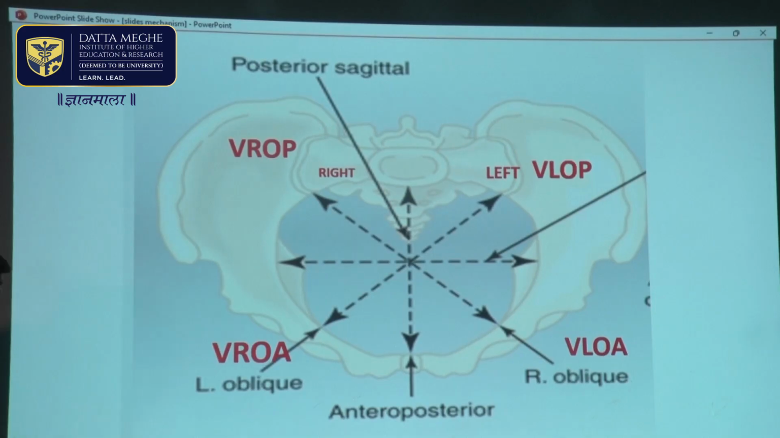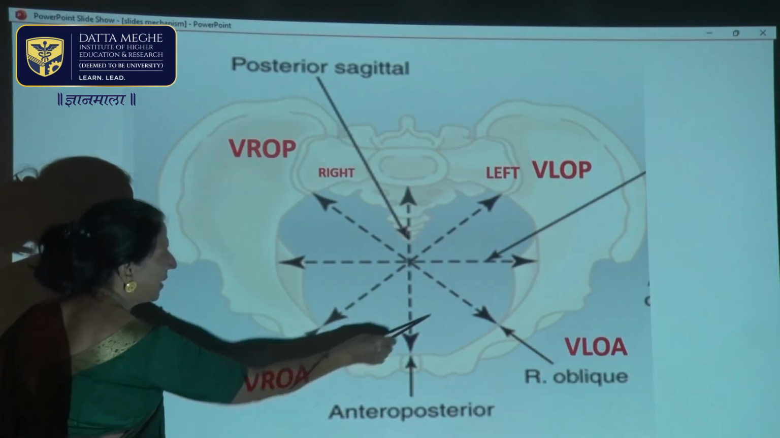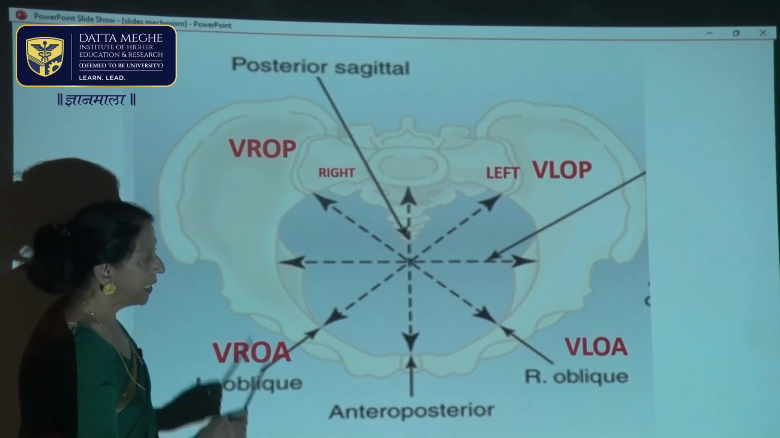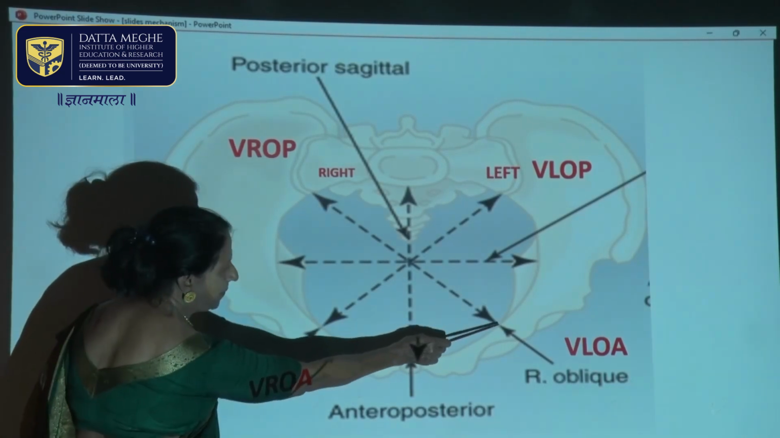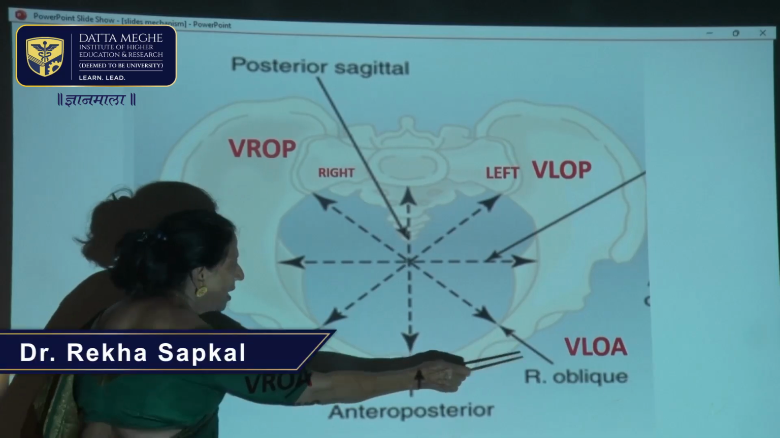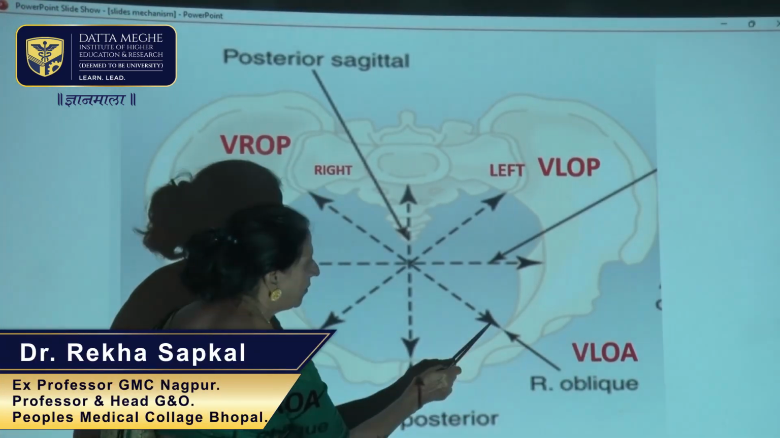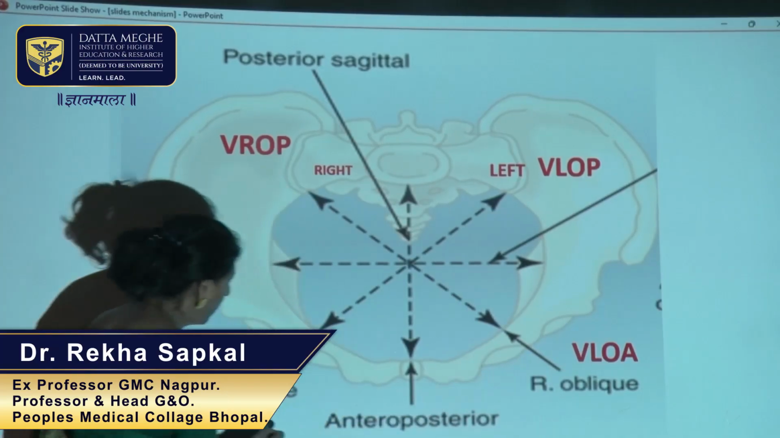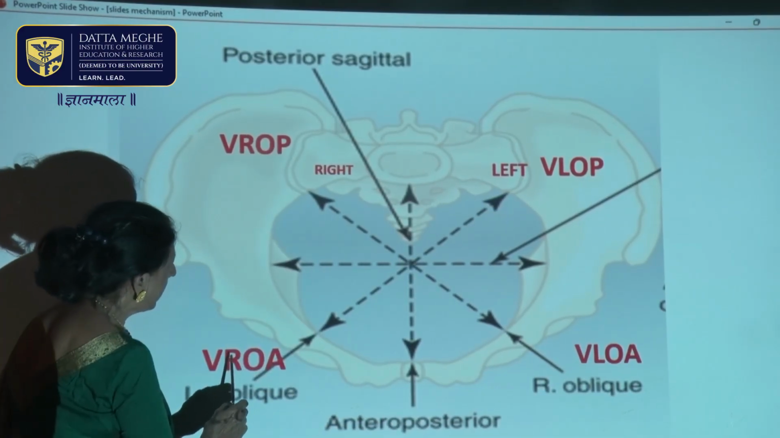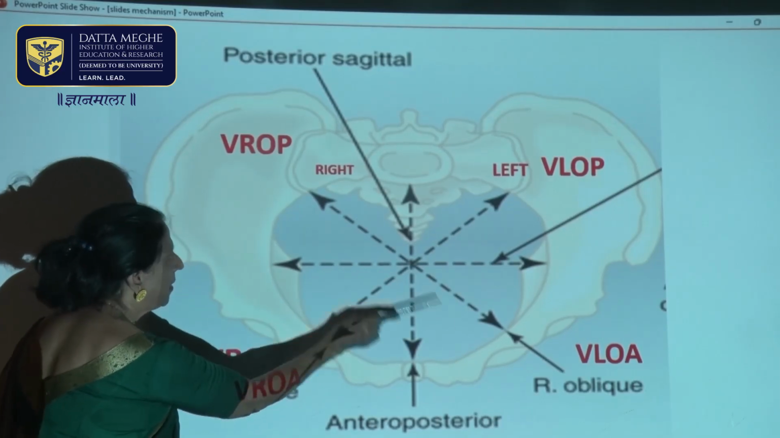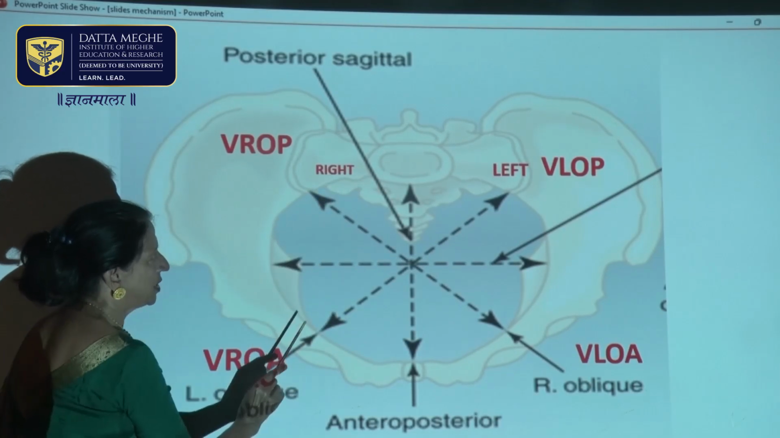Now, you understand there are 8 different segments in the pelvic inlet. Whenever the occiput or the leading part is towards the anterior part, but on left side it is LOA. You may say VLOA or LOA, left occipito-anterior. If it is on right side, I will say right occipito-anterior. So, this segment is anterior segment. Now, this segment of the pelvis is posterior segment.